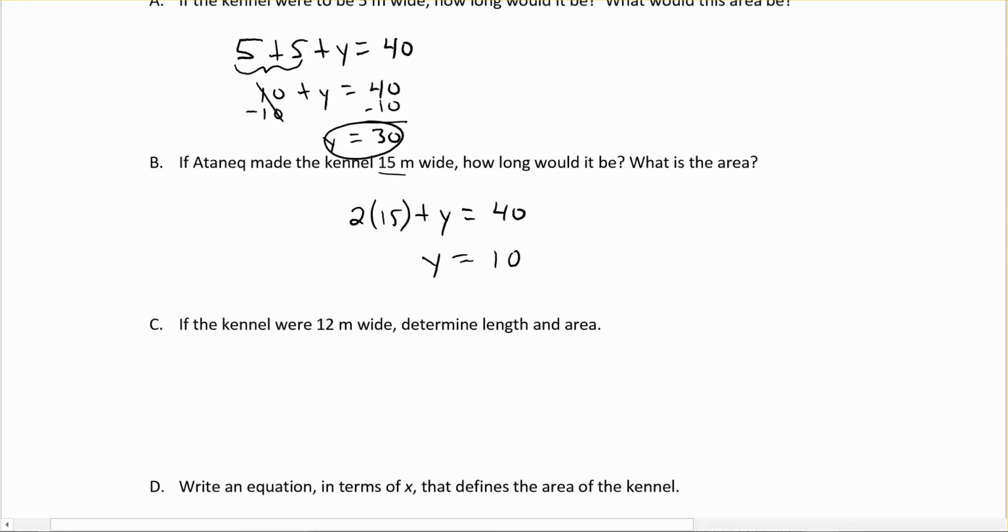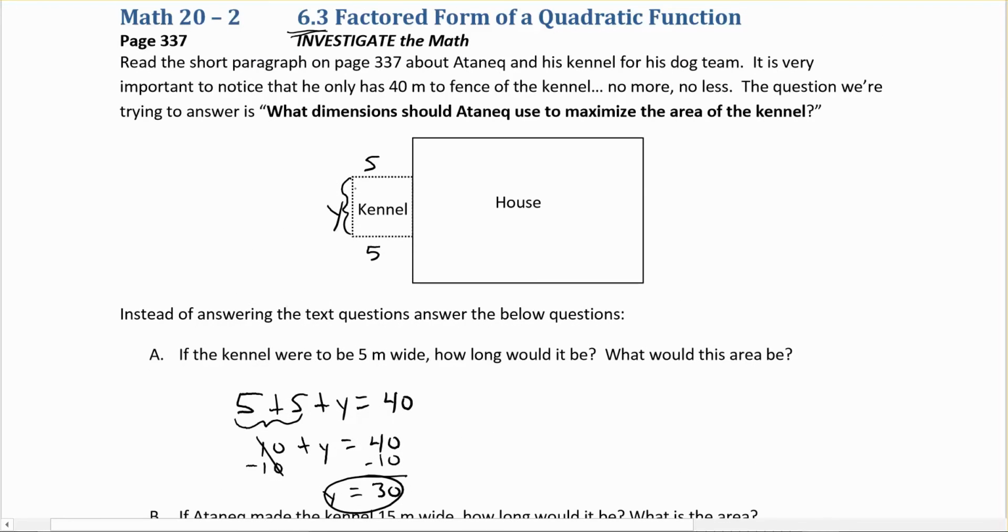Last one, if the kennel were 12 meters wide, same thing, we have our equation, 2 times 12 plus y is equal to 40. I'll write this one underneath so you can see it. 2 times 12 is 24, plus y is equal to 40, minus 24, minus 24, y is equal to 16. So we can figure out what y is if we know these side lengths just by putting it in the formula like that.